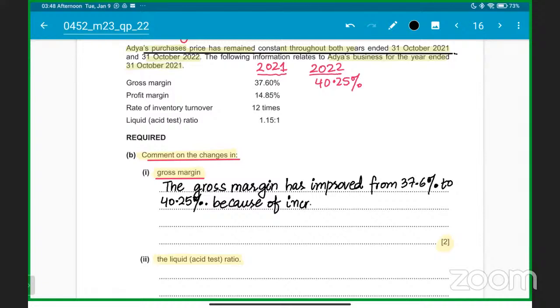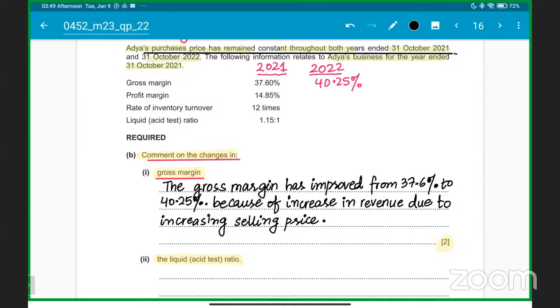Getting it? Because of increase in revenue due to increase in selling prices. Following, students? Any other reason you have for gross profit margin to be improving? So what will be the reason for a gross profit margin? आपने अपनी selling price को increase करा होगा to increase your profit, to increase your gross profit margin. So maybe the selling price was increased. We can write this, and we can say cost of sales has decreased.